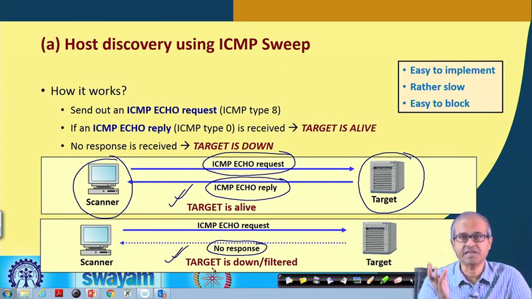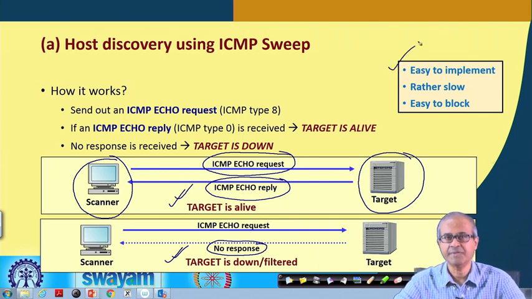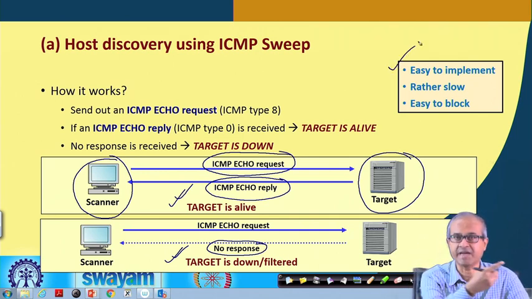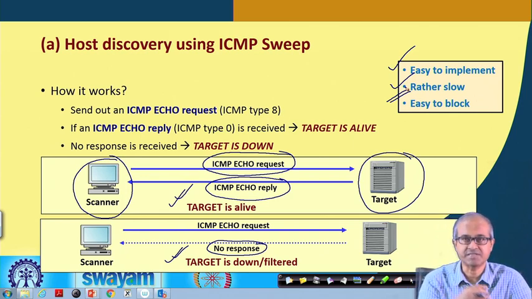There are firewalls which can filter this kind of ICMP echo request packets. So, it is either down or it is filtered. Now, the good thing about ICMP sweep host discovery is that it is easy to implement, but because you have to send individual packets to all the hosts, it is slow. If there are 1000 hosts, you will have to send 1000 packets, and it is relatively easy to block. You can configure a firewall or router easily to block this kind of packet, so that you cannot mount this kind of approach for host discovery.